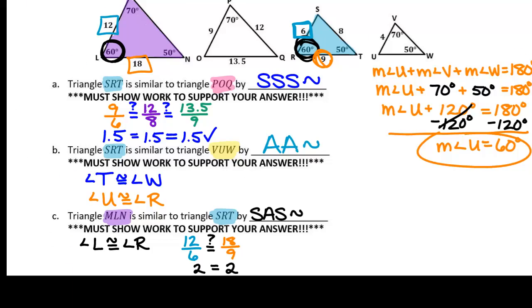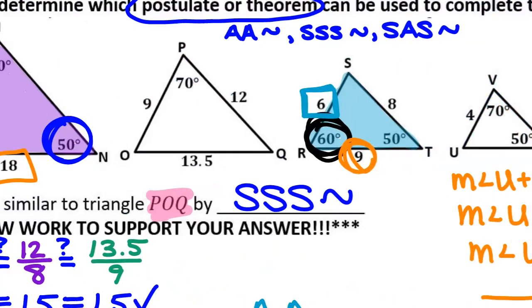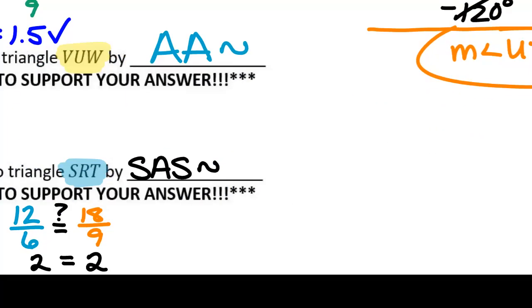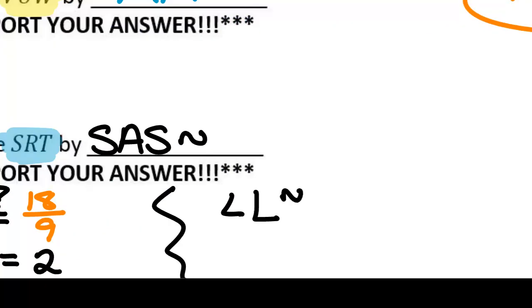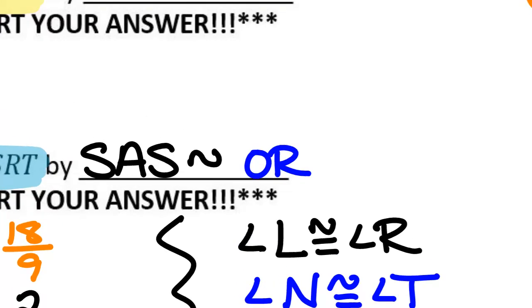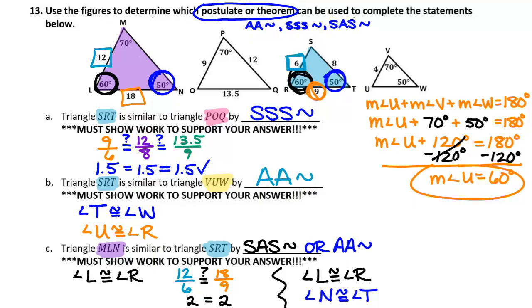We already said we couldn't use side side side similarity, but could I use angle angle similarity? Yes, we could have also chosen to use angle angle similarity because we have a 50-degree angle here and a 50-degree angle here. So we could say that angle L is congruent to angle R, and angle N is congruent to angle T. So that would allow me to use angle angle similarity.